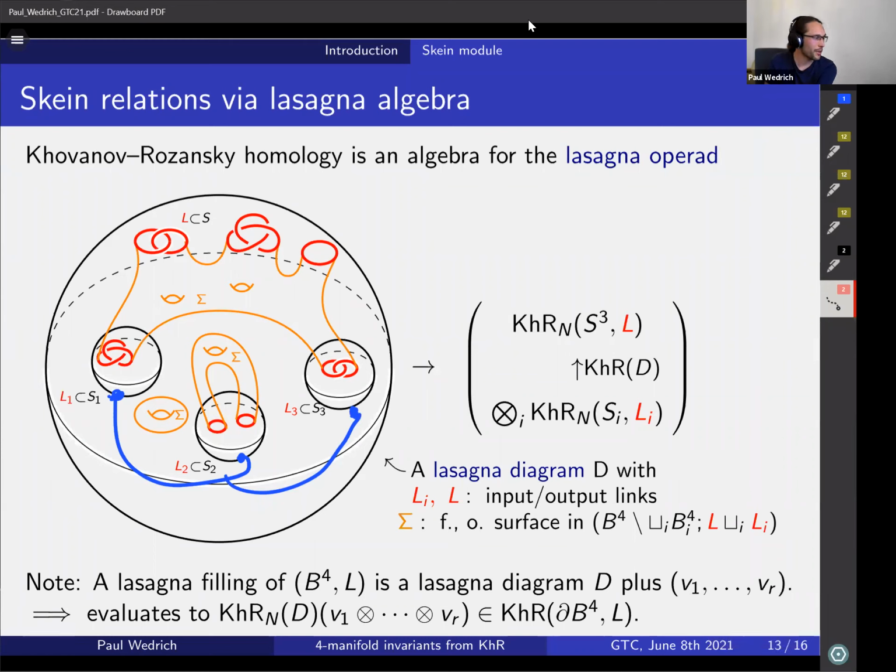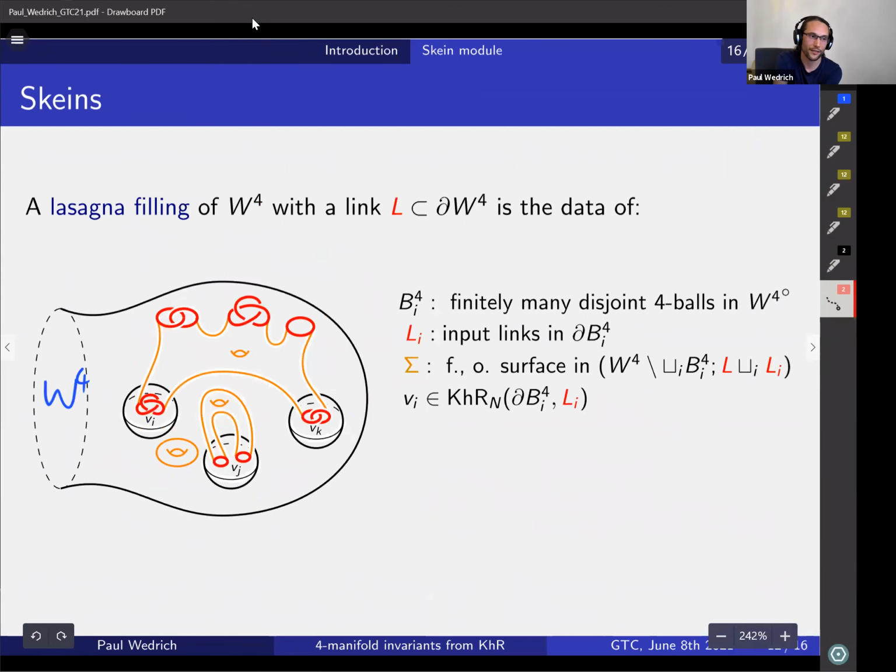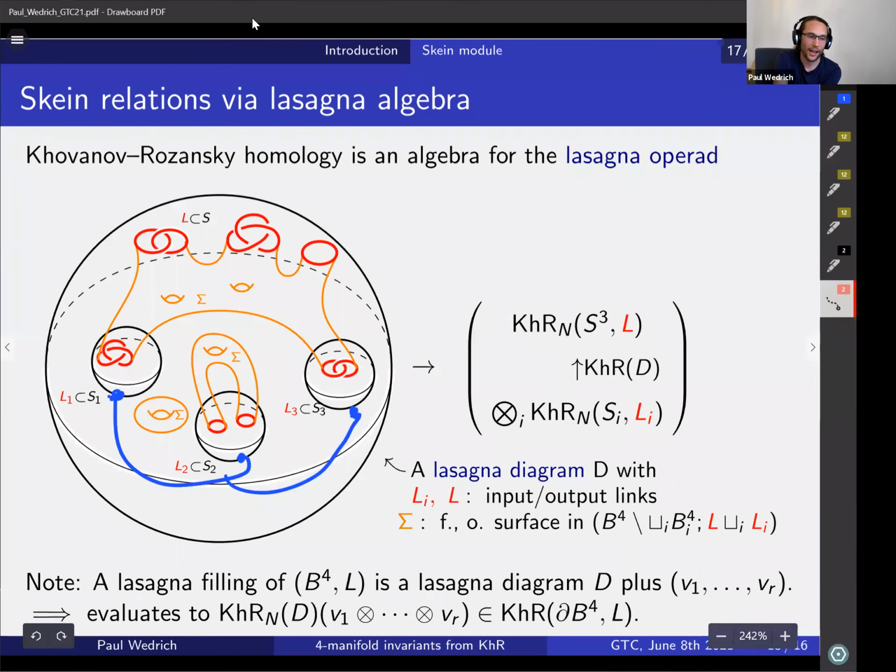What can we do with it? Maybe I should remark the following. Let's compare the notion of such a lasagna diagram with the notion of a lasagna filling for the four-ball. If you remember back on the previous slide, I defined what the lasagna filling was, and it looked very similar, except that I allowed general four-manifolds and I put these vectors on the input links. Now, let's suppose I have a lasagna filling of the four-ball. That's just the same thing as a lasagna diagram in the four-ball, plus a Khovanov-Rozansky class for each of these input links.